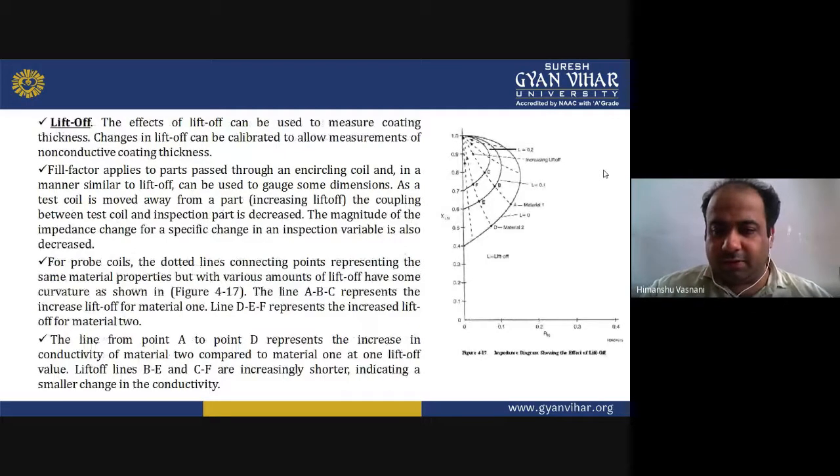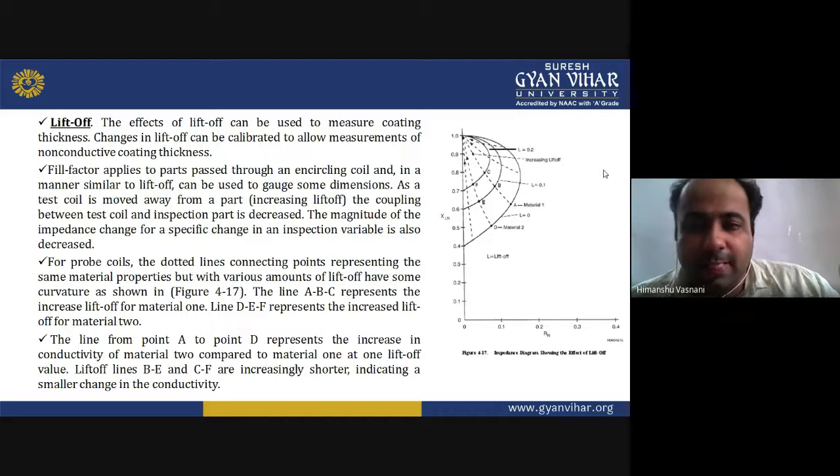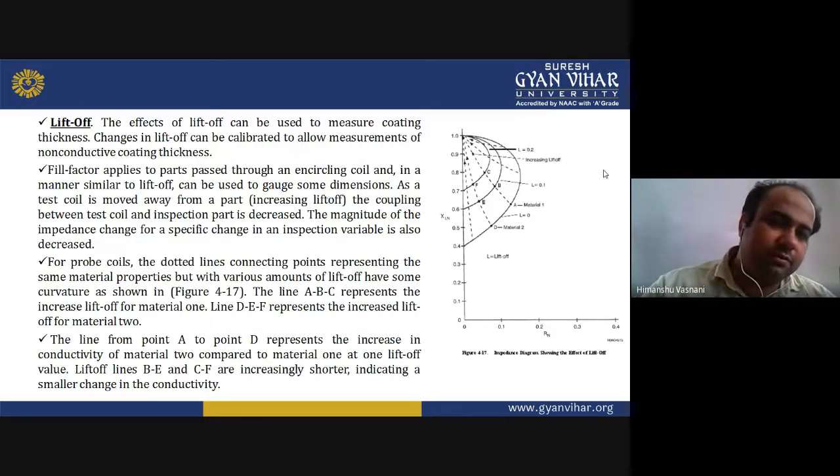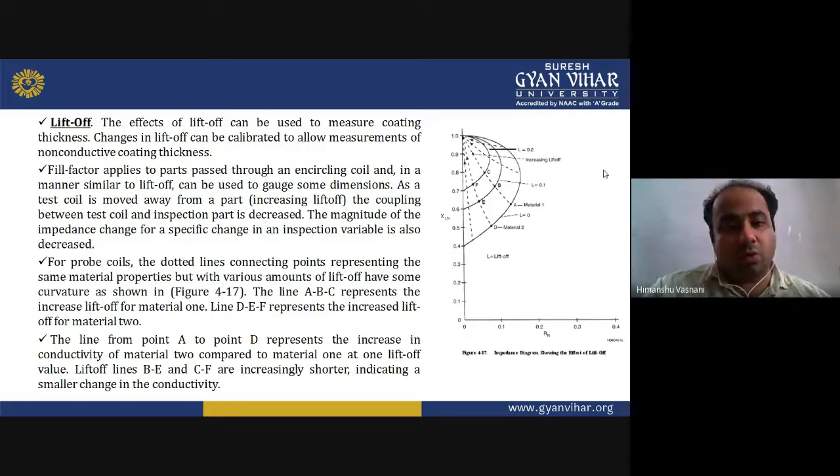Now, lift-off is a very important thing, and you can see it on a diagram which is an impedance diagram showing the effects of lift-off. Here in the diagram, L equals lift-off, and you can see how lift-off is increasing at a certain point. There are two materials, material 1 and material 2, so you can see how the changes are done. The effect of lift-off can be used to measure coating thickness. The changes in lift-off can be calibrated to allow measurement of non-conductive coating thickness.